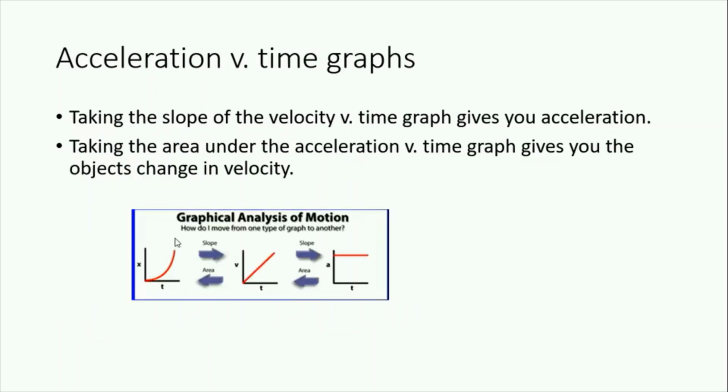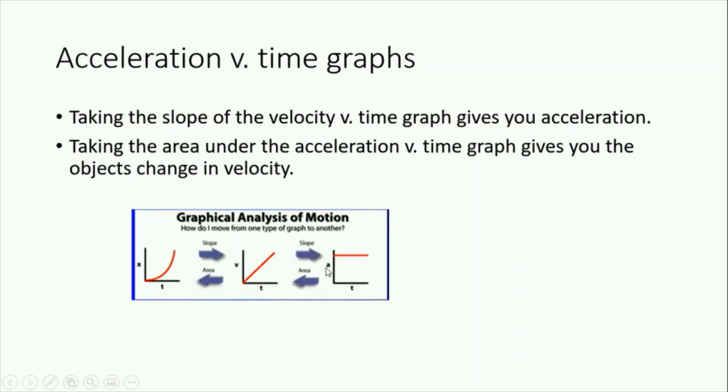And then this part, an acceleration versus time graph. Taking the slope of a velocity versus time graph will give you acceleration. And then taking the area of the acceleration versus time graph gives you the object's change in velocity. So down here, I put this little thing together just to give you some ideas of how to work through these. If you have a distance versus time graph and we want to move to the right, we're going to get the slope of it, and that'll give us our velocity. And you'll notice this distance versus time graph is curved, which means our velocity is changing. And then if we go to the next one, if we take the slope of the velocity versus time graph, that will give us our acceleration line.